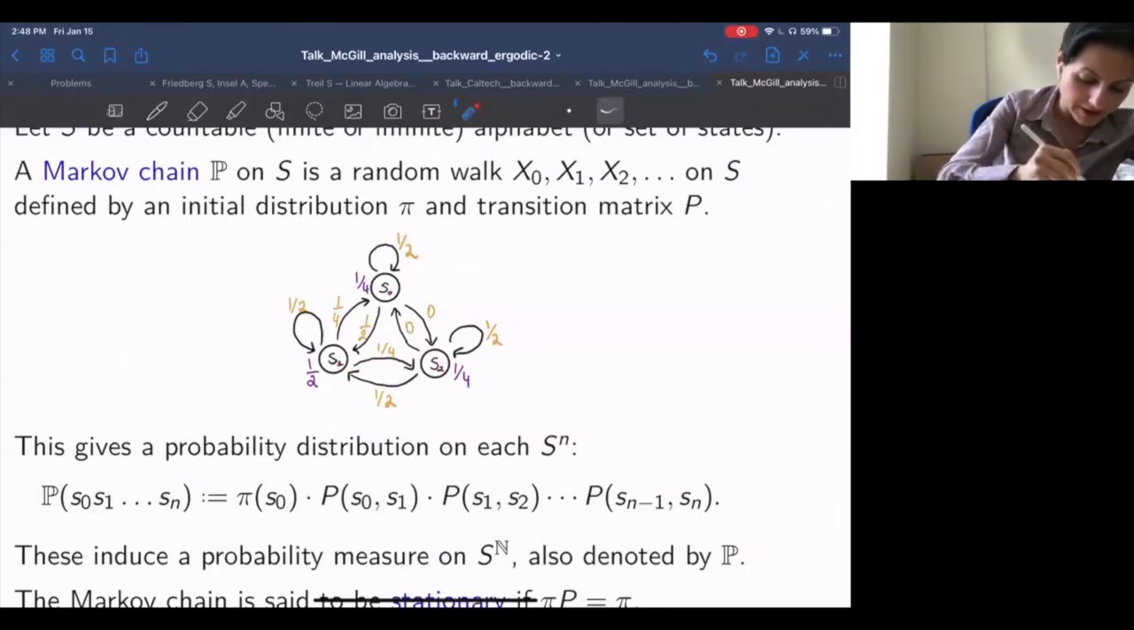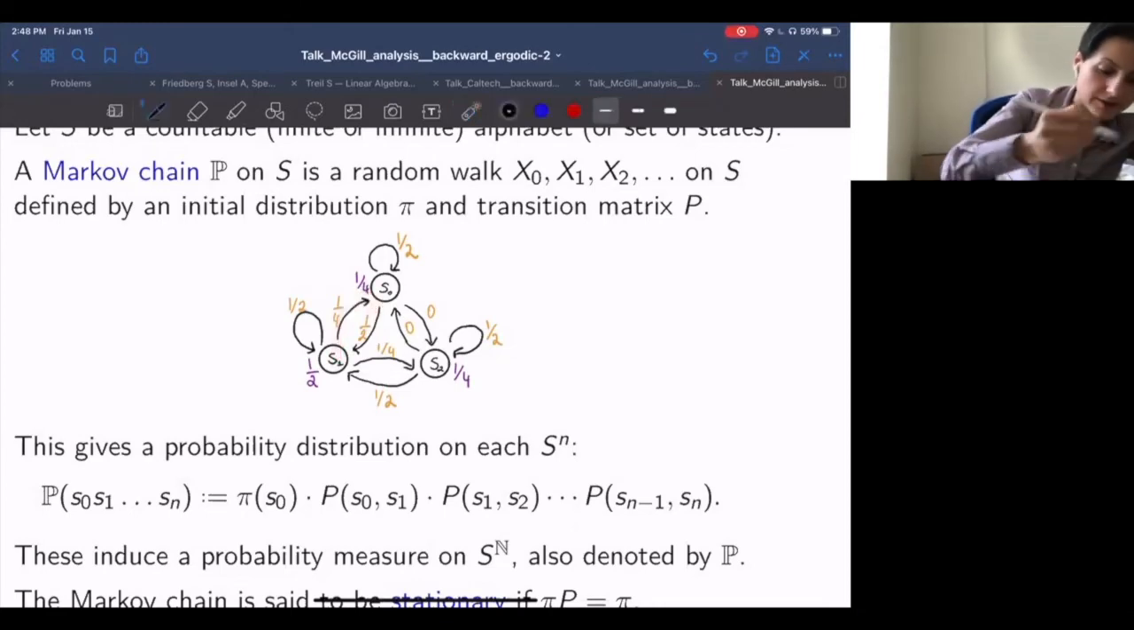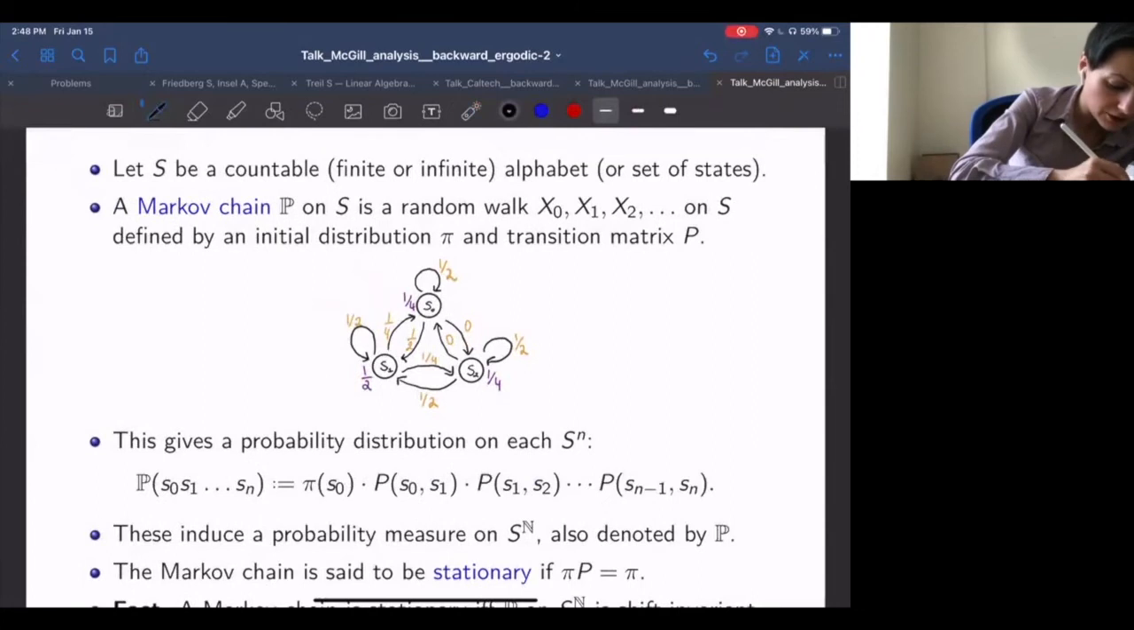We have three states, and the initial distribution on being at each state is 1/4, 1/2, 1/4, and the numbers on the edges give the probability of transitioning from this state to the other state. So we have some initial distribution pi, which is, I guess, 1/4, 1/2, 1/4, and some transition matrix.